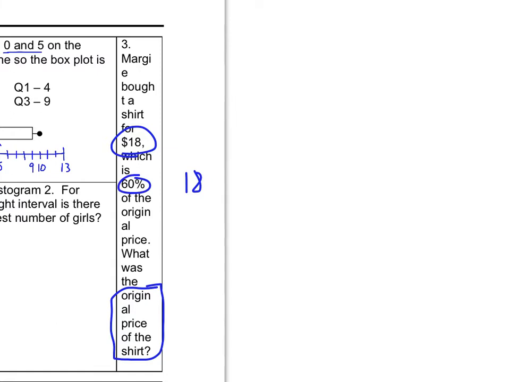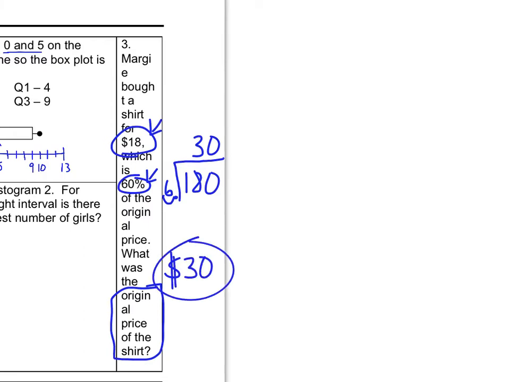60% and 18 are the parts. To find the total, if I'm using the decimal, I'm actually going to be dividing by the decimal. When you divide by a decimal, your whole number gets bigger. So now I just go through how I know to divide by decimals, which is another video I've published. I move the decimal over once. And so now I've got 180 divided by 6. 6 goes into 18 three times with a 0. So the original price was $30.